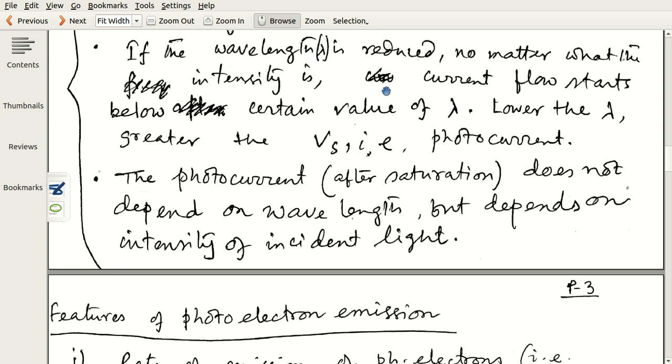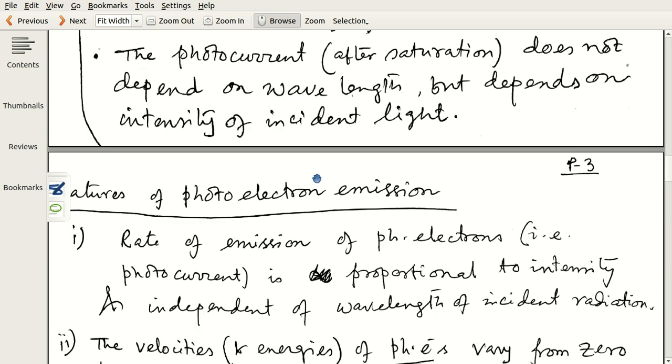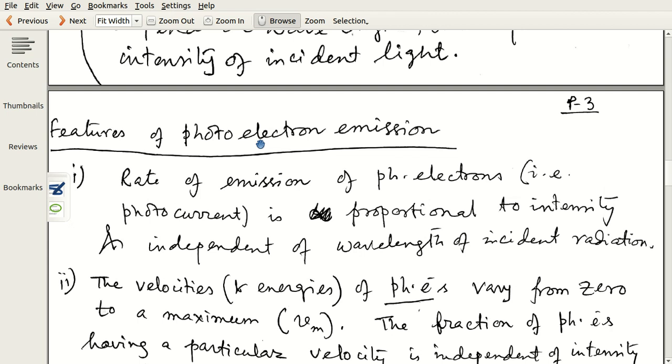But if it flows, then the amount of current will not depend on wavelength but will depend on frequency. Whether it will flow is decided by wavelength. Whether there will be photoelectrons ejected will be decided by wavelength, and if there are photoelectrons, then the amount of photocurrent will be decided by the intensity of incident light. You will see, we will also discuss it later.